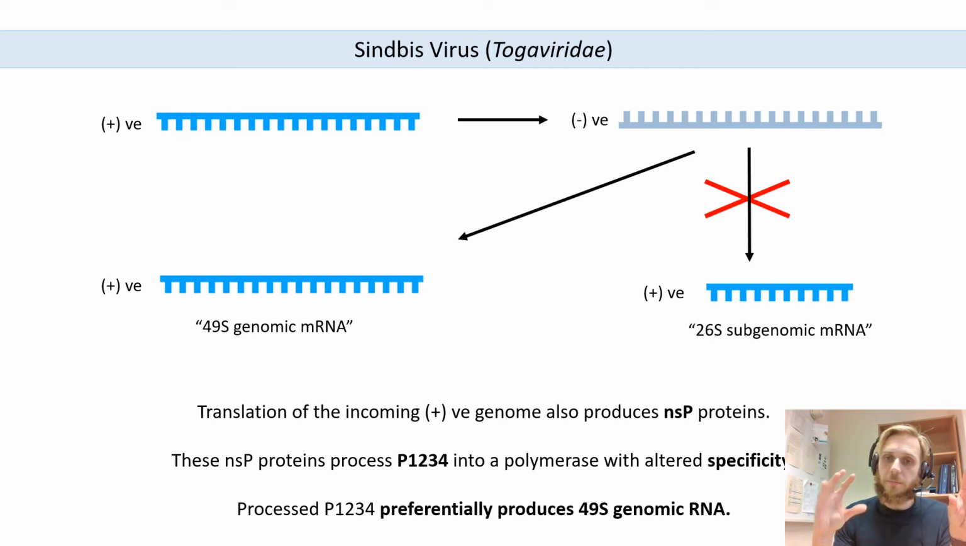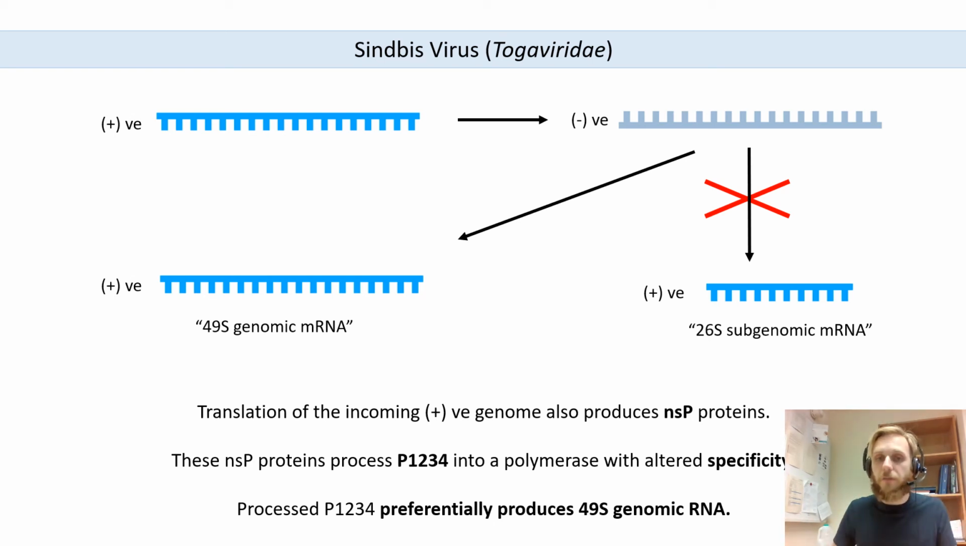It's quite a clever mechanism actually, because it takes time for these NSP proteins to be produced. It takes time for them to build up within the cell. And as they're building up to a critical level, after which they can act upon P1234, other proteins are being produced, other products are being made because these 26S subgenomic mRNA fragments are being produced by P1234, and these subgenomic fragments are then being translated by the host cell translation machinery.